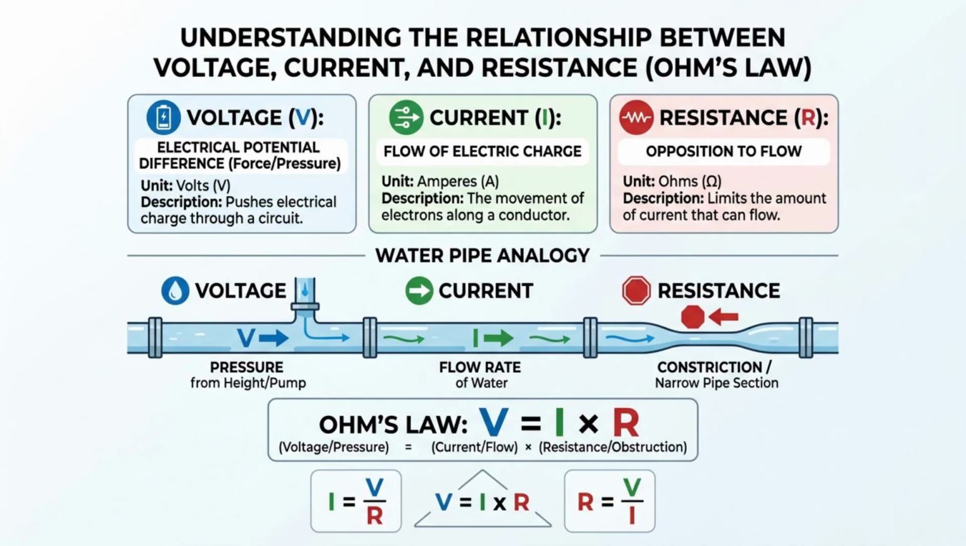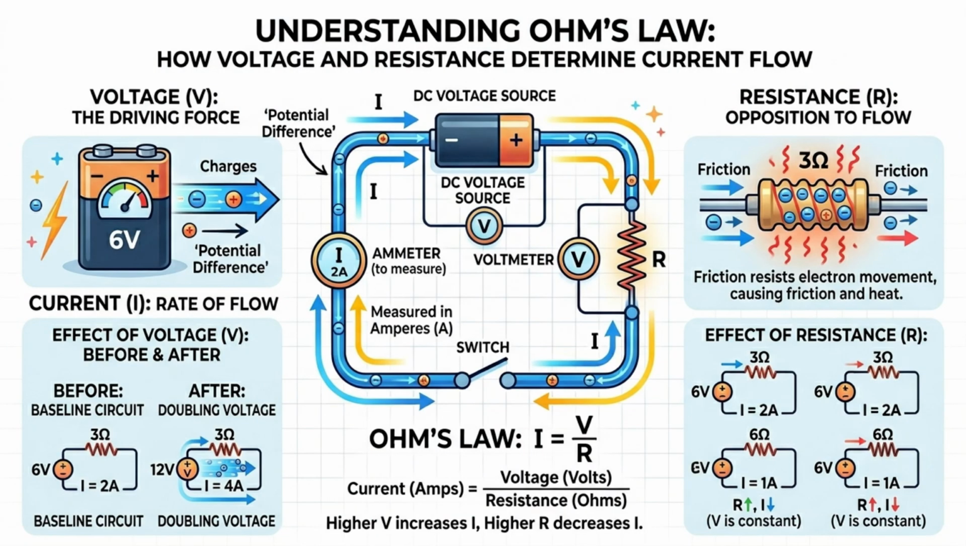Ohm's law is not simply a mathematical shortcut. It describes a physical relationship observed in many electrical materials and circuits. If the voltage increases while resistance remains constant, more current flows. If resistance increases while voltage remains constant, less current flows. Understanding this relationship allows engineers to predict circuit behavior before building a design.